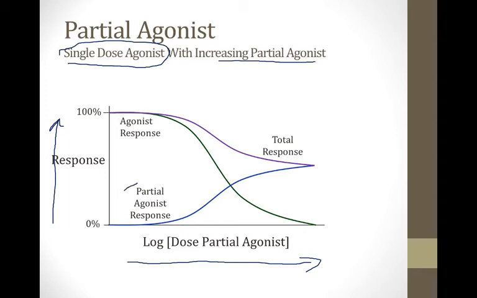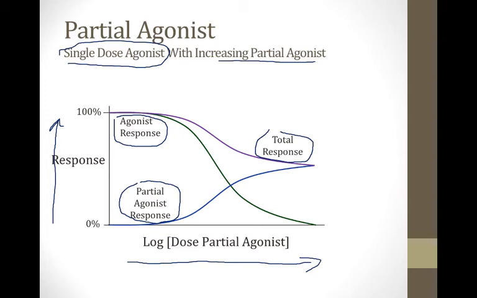So the first line is the blue one here, and this is the amount of the clinical response that is created by the partial agonist. We also have the green curve, which is the amount of the clinical response created by the agonist. And then we have a purple curve, which represents the combination of the two, or the total response. It's going to be a mixture of the response from the agonist on the receptors and the partial agonist on the receptors.